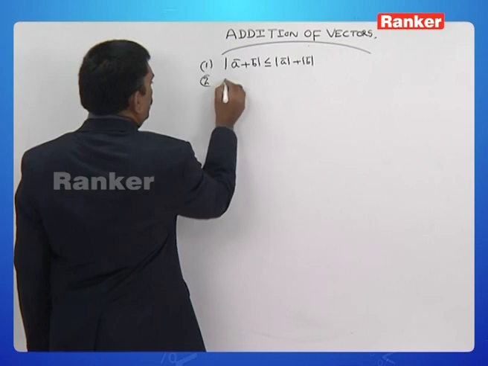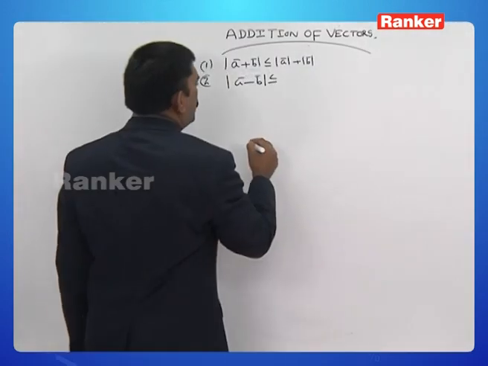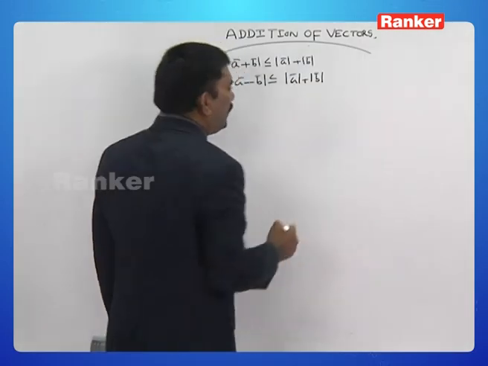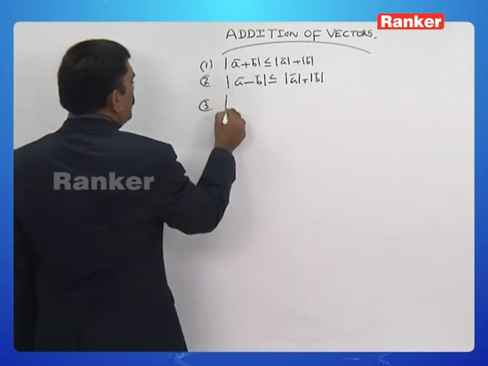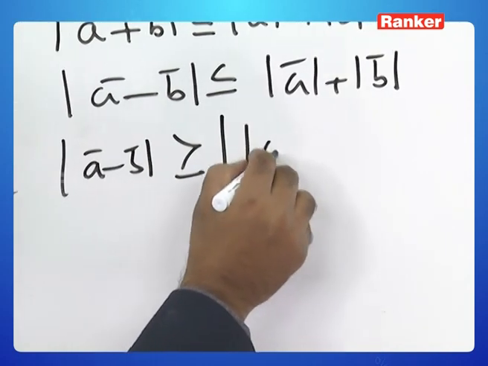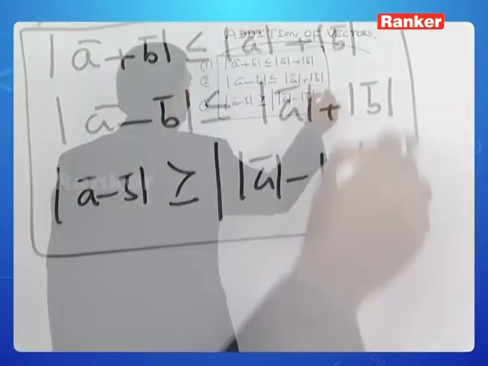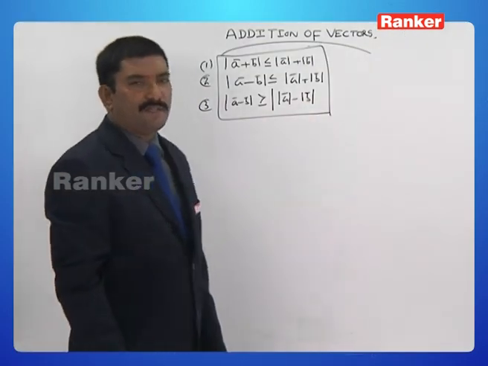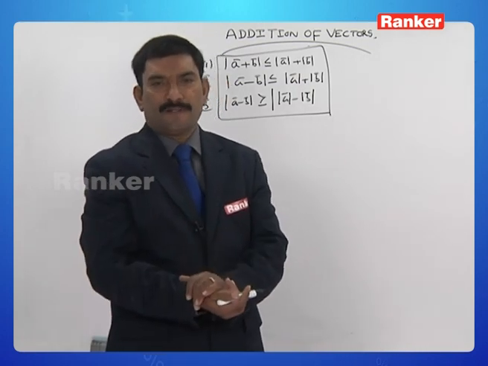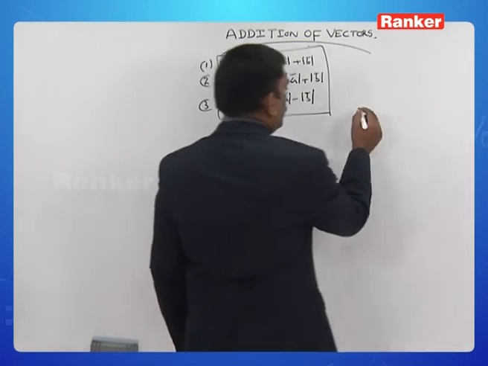Next, we can also prove modulus of A bar minus B bar is less than or equal to modulus of A bar plus modulus of B bar. We can also prove modulus of A bar minus B bar is greater than or equal to modulus of A bar minus modulus of B bar. These are the three important inequalities defined with respect to the modulus of vectors, in vector algebra, that is, vector addition of vectors.